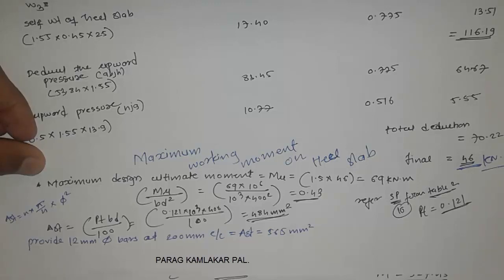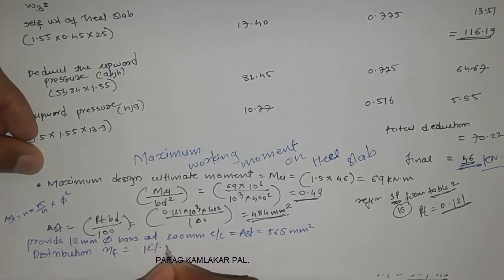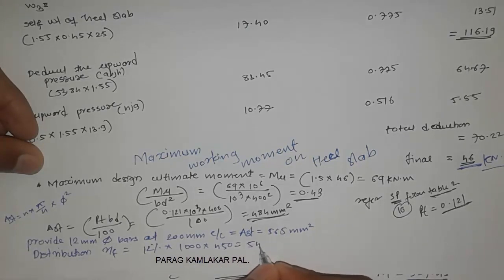Now the distribution reinforcement we need to calculate. It is 0.12% of 1000 multiplied by 450 width, so you get the value as 540 mm square. This is the distribution steel.